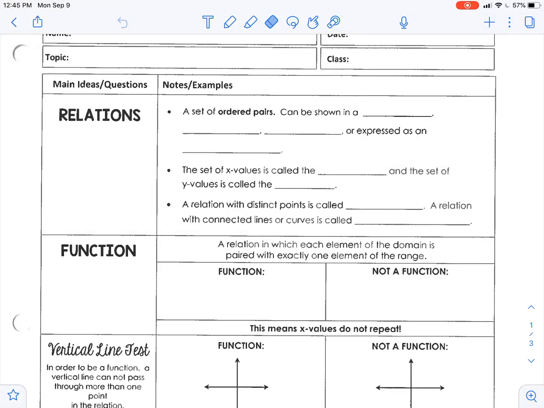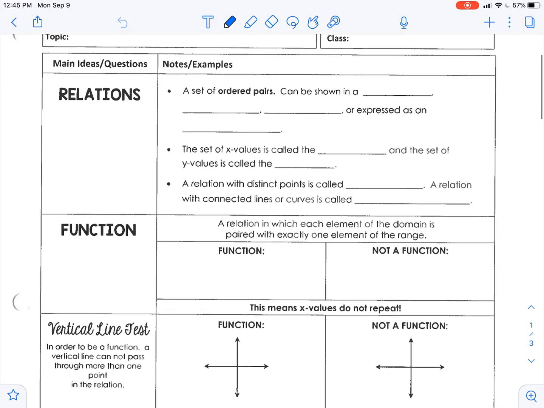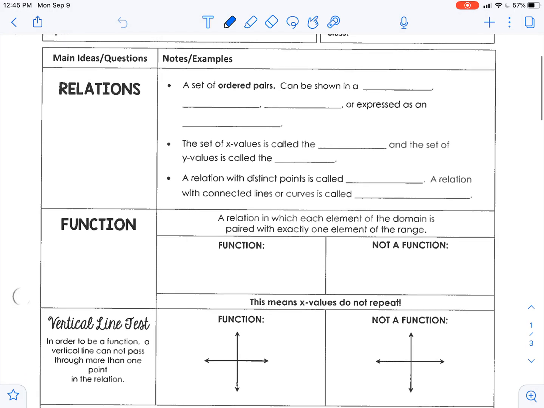So we're going to be starting a new chapter today, and today we're going to focus on what relations are, what functions are, how do we test a graph to see if it is a function, and then how we're going to find the domain and range of functions.